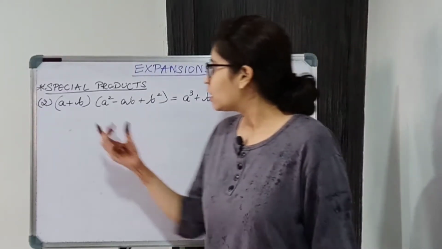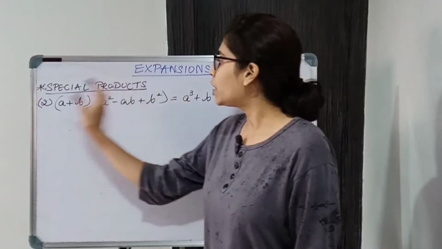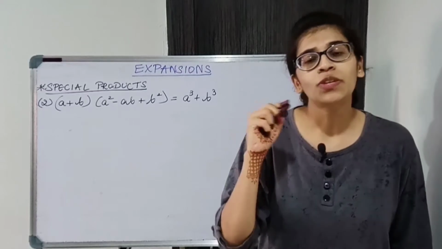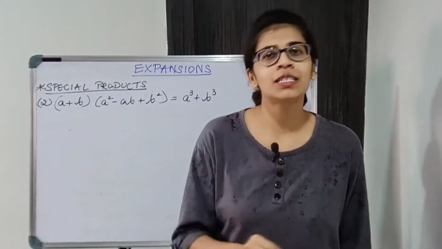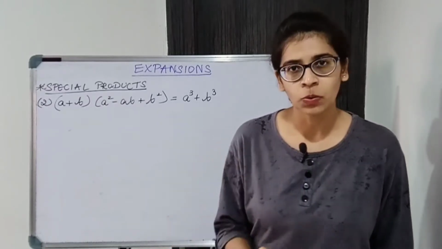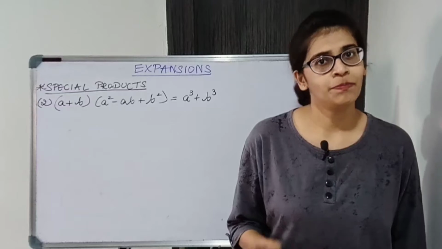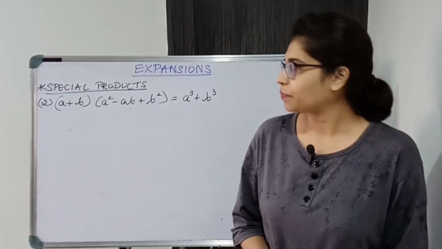Now, a³ + b³ in short is equal to (a + b)(a² - ab + b²). Students, you need to memorize this, but again I'll say don't directly memorize, understand and then memorize. In maths, memorizing is not the best option. Always understand and then memorize, then it is all right.